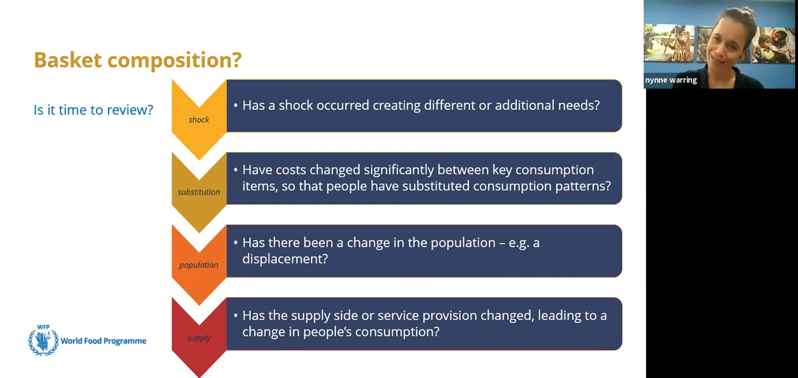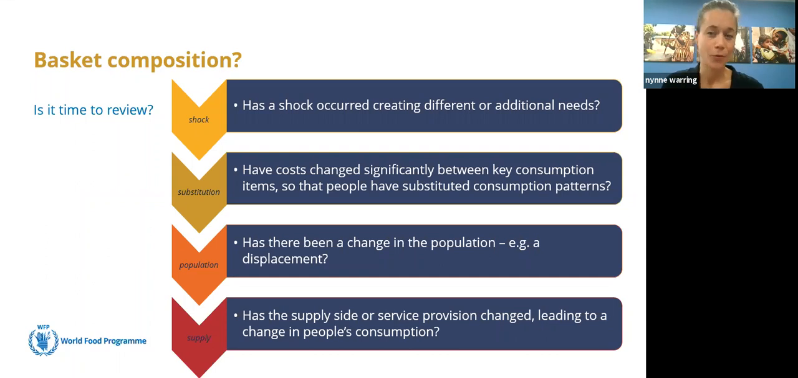It could also be, and this relates to what we just talked about, that if costs of really key consumption items, items that weigh heavily in people's budgets, have changed, like say you always eat maize, but all of a sudden maize is really scarce, hence really expensive, and you substitute your consumption and you start eating rice instead, and that is the trend, that's what people are now doing, then that might really influence the overall composition of consumption and make you want to trigger a review of what is inside the basket. Yeah. So substitution.